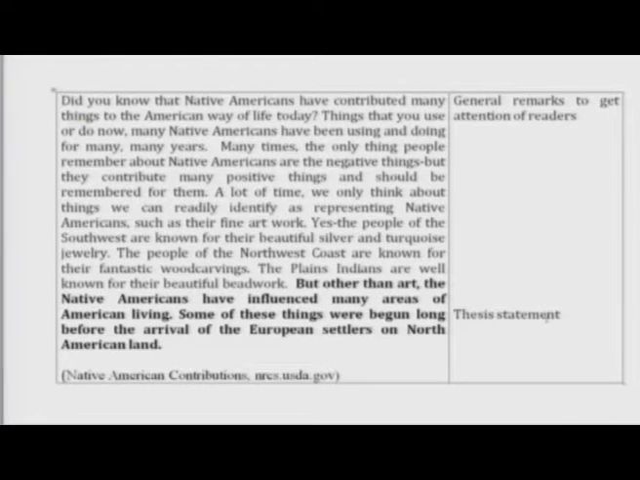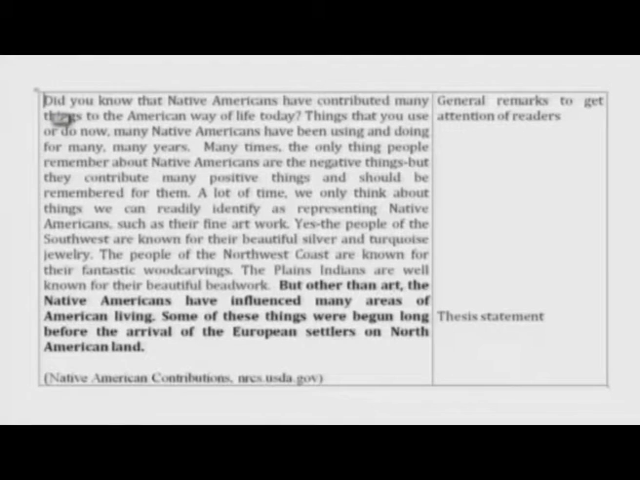Now, what do you think is going to be there in the rest of the essay? Obviously, the essay is about Native American contributions. In particular, what is it going to be about? It is definitely not going to be about art, because it has said there are many other areas also. So, that is one crucial point there.